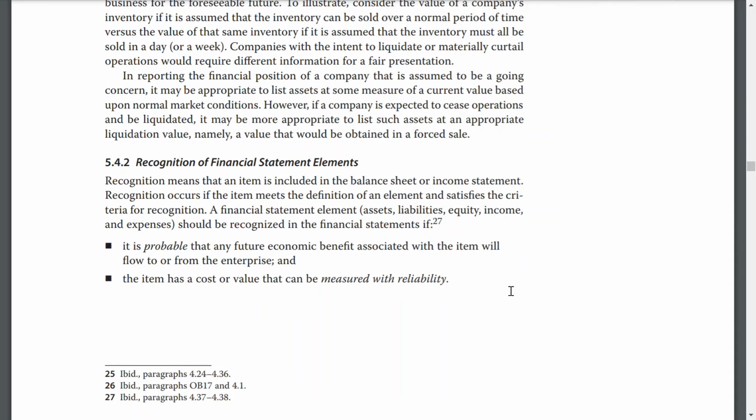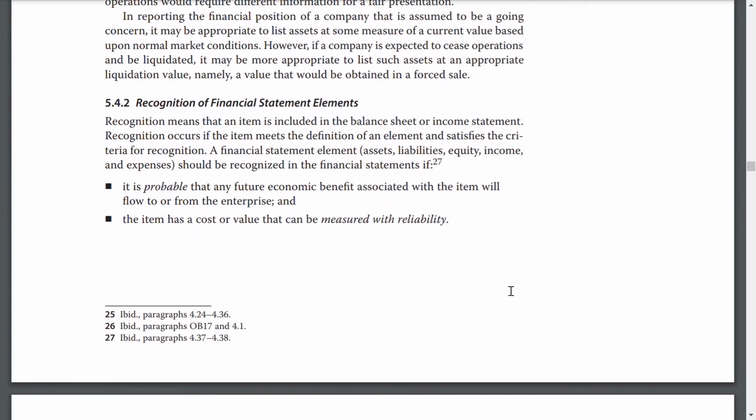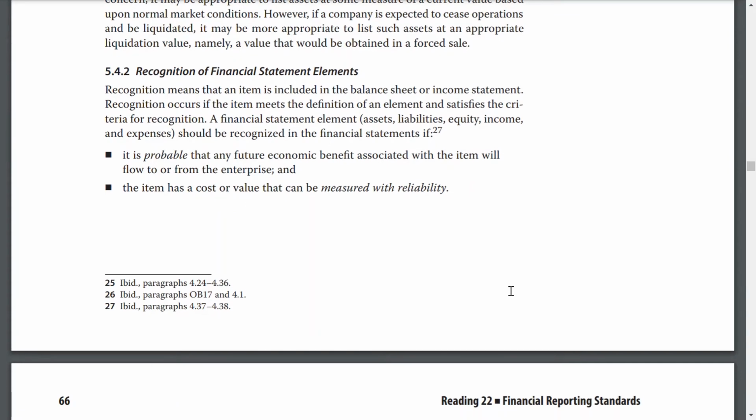Recognition of financial statement elements. Recognition means an item is included in the balance sheet or income statement. Recognition occurs when an item meets the definition of an element and satisfies the criteria for recognition. A financial statement element (asset, liability, equity, income, or expense) should be recognized in the financial statements if it is probable that any future economic benefit associated with the item will flow to or from the enterprise, and the item has a cost or a value that can be measured with reliability.